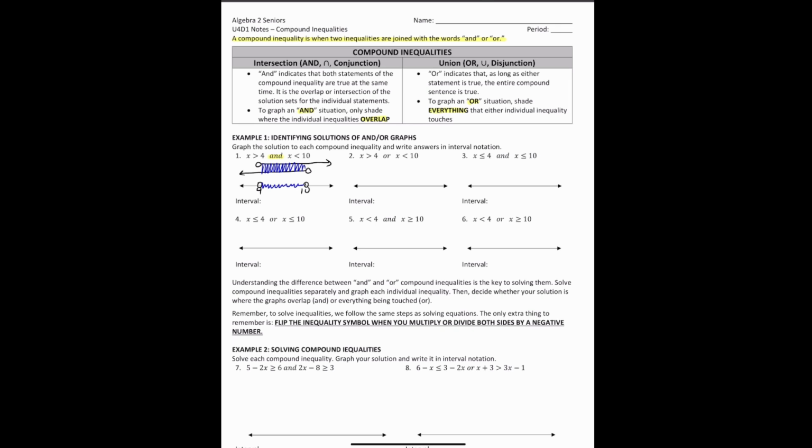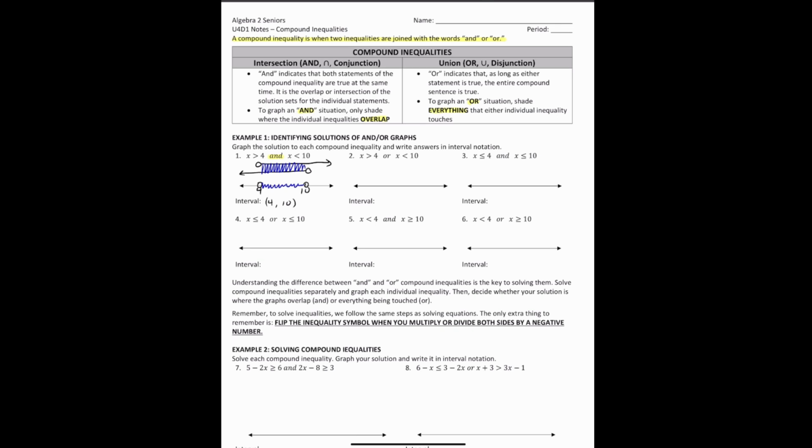Okay, so I have my solution now. Let's go ahead and write the interval. Remember, when we write the interval, we read from left to right. We only care about the solution. So since I have 4 and 10, I start at 4 and I end at 10. 4 is an open dot, so it gets a parenthesis, and 10 is an open dot, it gets a parenthesis. (4, 10) is the interval for number 1.